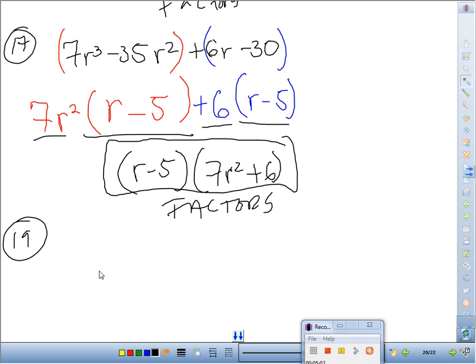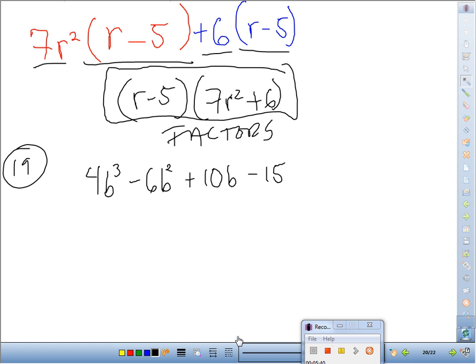Okay? Number 19, we have 4b cubed minus 6b squared plus 10b minus 15.